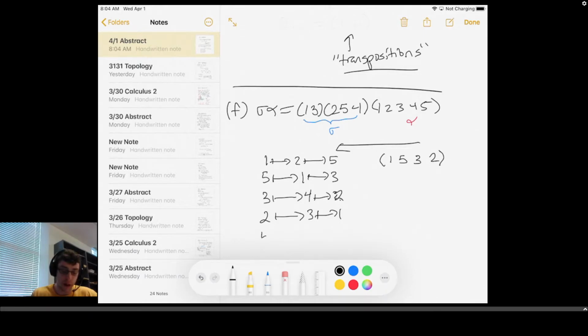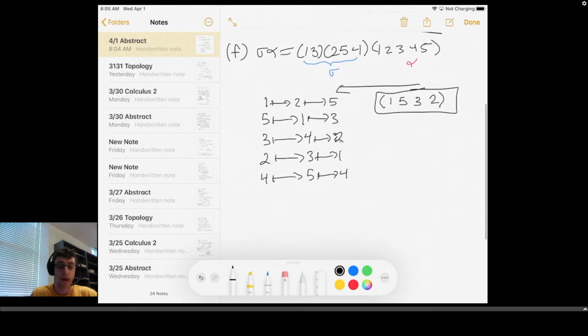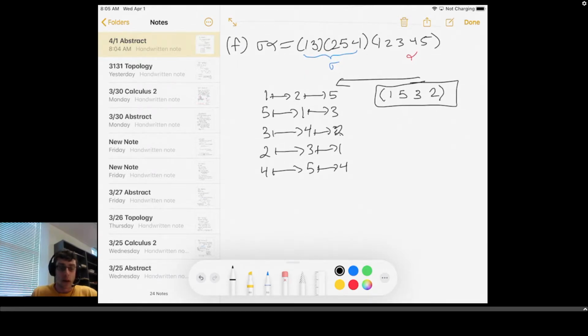If you want to verify that, we absolutely can, right? So 4 goes to 5, and then 5 goes to 4, and then the last one does nothing to it. And so this is our end result. Okay? And just let me know if any of that didn't make sense.